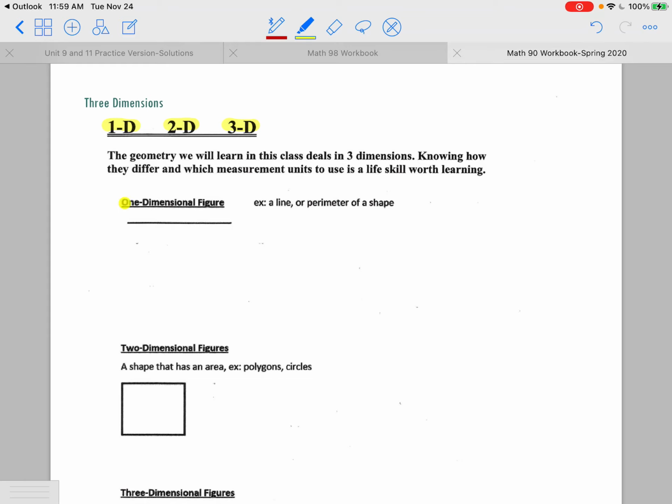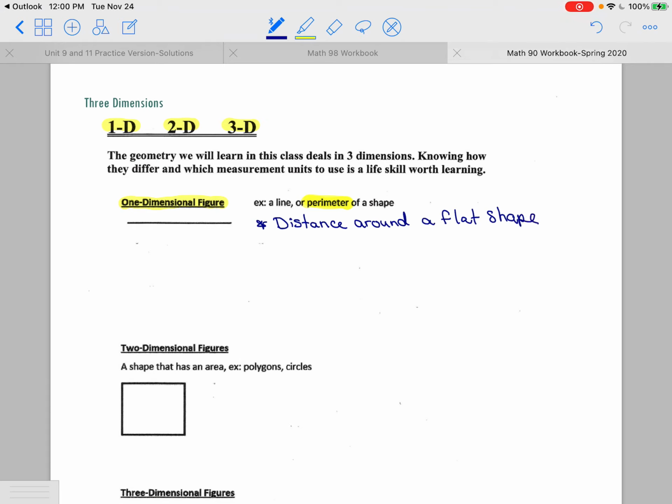Okay, so let's start out with these 1-dimensional figures, and we can see that the example says a line or a perimeter of a shape, and indeed that's what we're really talking about: perimeter. When we talk about the 1-dimensional shapes, we're actually talking about the distance around a shape. A flat shape, basically, is what we should say. Distance around a flat shape.